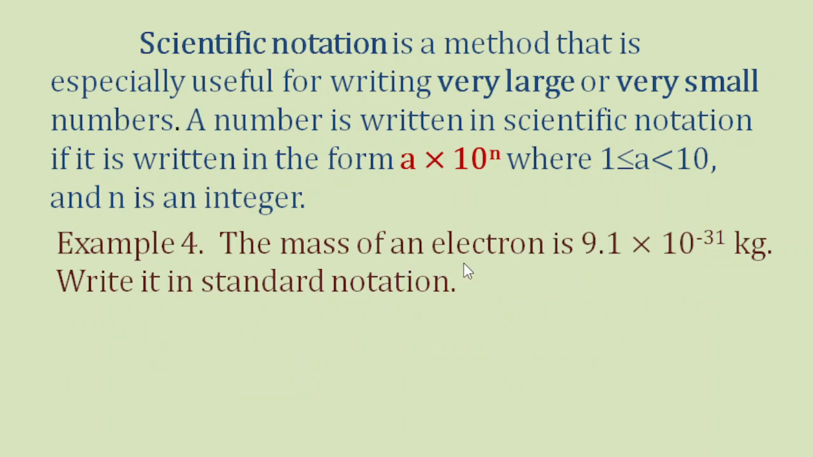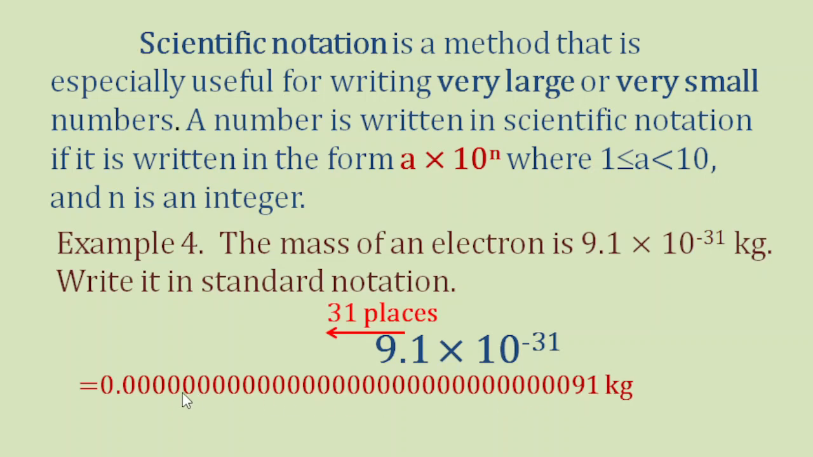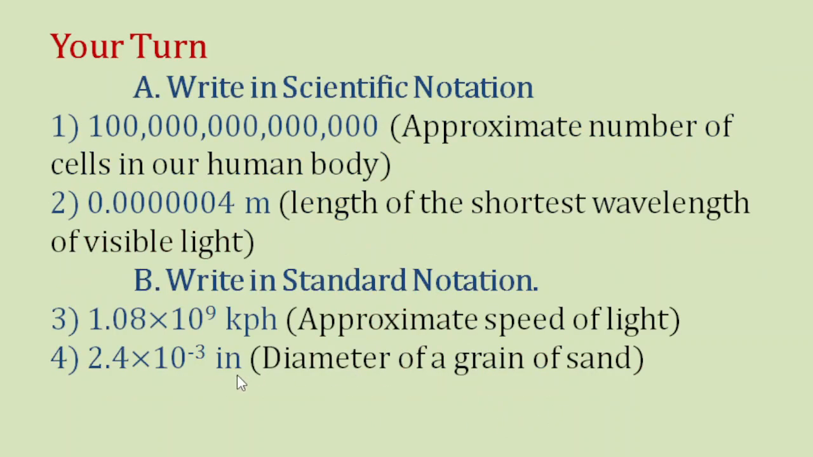Let's do another example. The mass of an electron is 9.1 times 10 to the power of negative 31 kilograms. Write it in standard notation. Wow. So this means we are going to move this decimal point how many places? 31 places to the left. That will look like this. Now, because of this number you see here, do you see the importance of writing a number in scientific notation? I hope so.